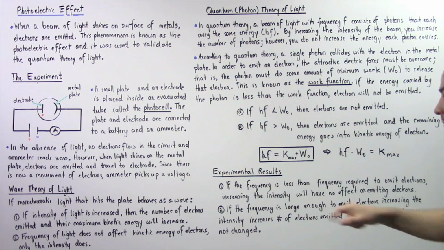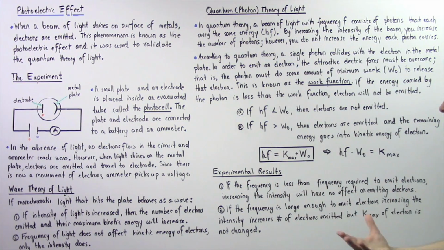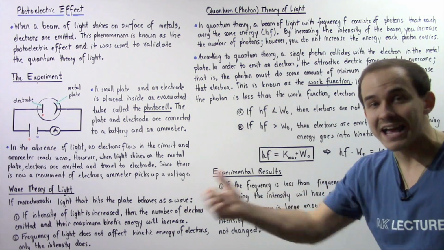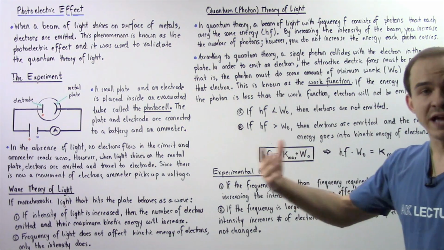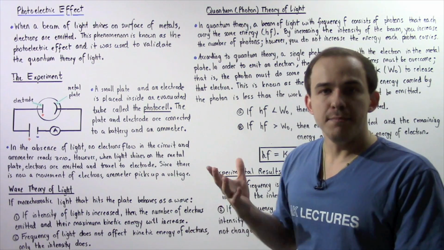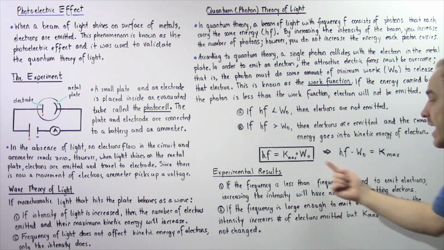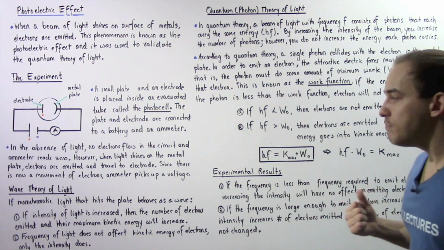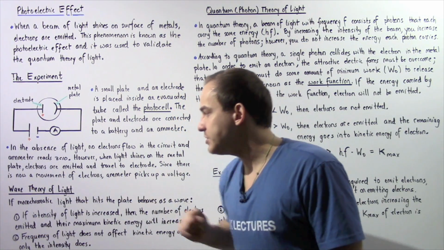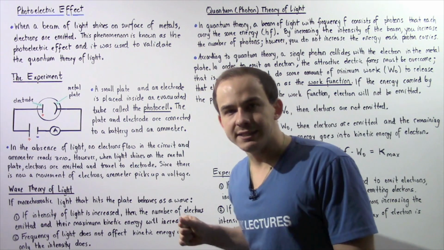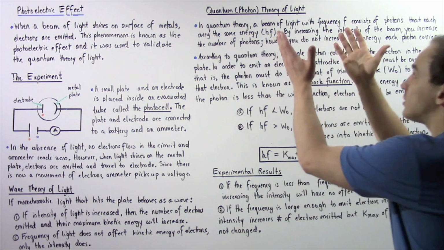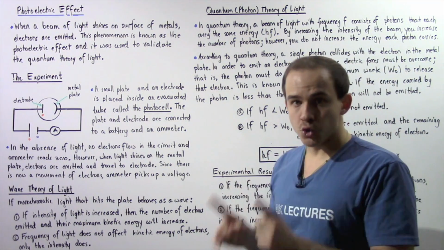Result number one. If the frequency of light is less than the frequency required to emit electrons from the metal, then increasing the intensity will have no effect on emitting electrons. In fact, if the frequency is less than the required frequency, electrons will not be emitted at all, no matter how intense the light is. That contradicts point 1 and point 2 of the wave theory of light, and it essentially states that the quantum theory is in fact true.